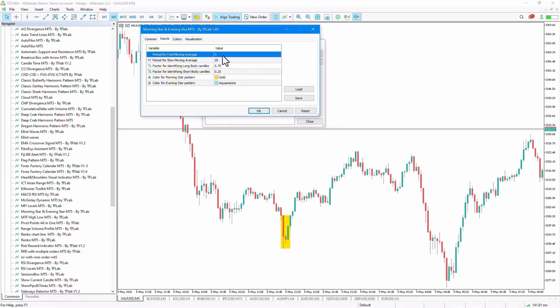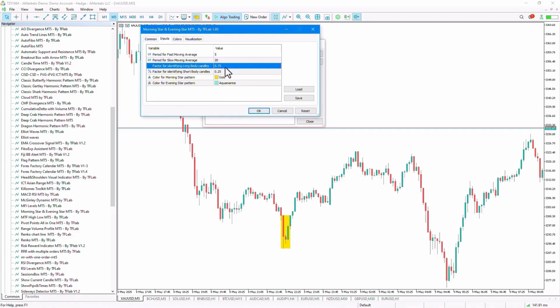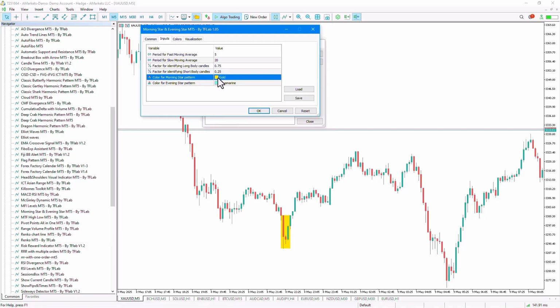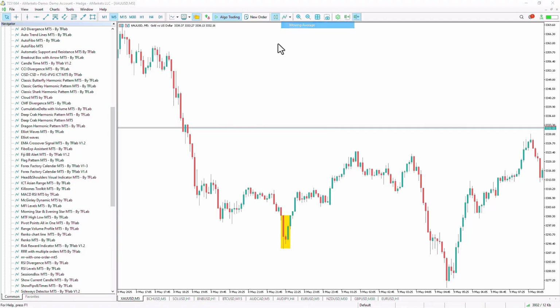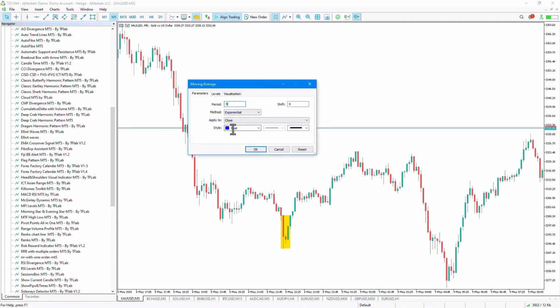In the settings section, under the input tab, there are options available for us, and in the first part, we can set the period for the fast-moving average. In the next section, we can set the period for the slow-moving average. In the following section, we can adjust the ATR multiplier factor, which relates to the first and third candles. In the next section, we can set the ATR multiplier for the second candle, and finally, we can change the color of the morning star candlestick pattern and the color of the evening star candlestick pattern to any color we like in this section.